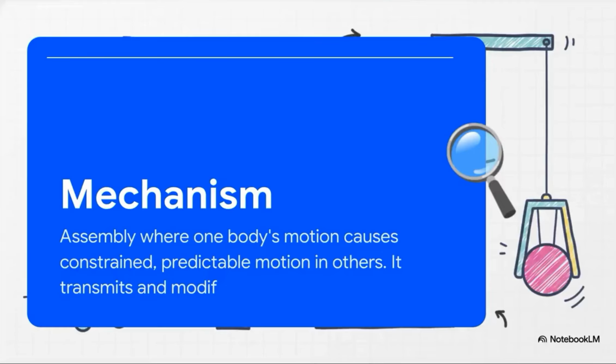So first up, the mechanism. In our windshield wiper, that's a textbook example. A mechanism is basically a team of parts where if you move one part, the others are forced to move in a very specific, very predictable way. It's all about constraint. Its whole job, its entire purpose, is to take one kind of motion, like that spinning motor, and transform it into something else, like that perfect sweeping arc.